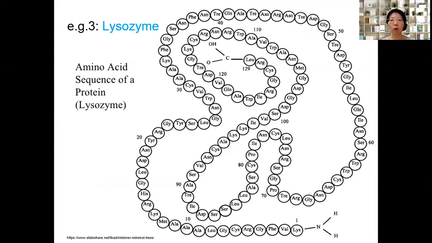Now this is a lysozyme also showing you the primary structure, meaning the amino acid sequence of the lysozyme. So again, here is the N-terminal or N-terminus. So this lysine will be the first amino acid. Now, this is the C-terminus or C-terminal. So this leucine will be the last amino acid, altogether 129 amino acids.